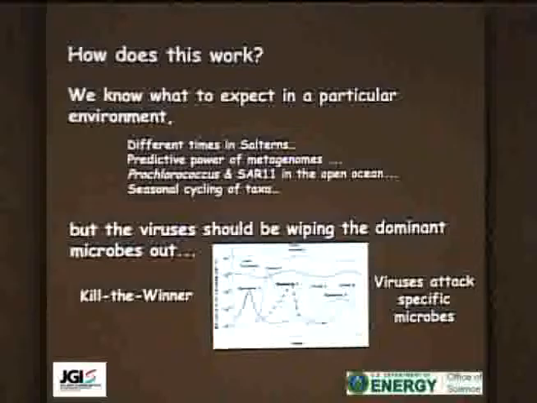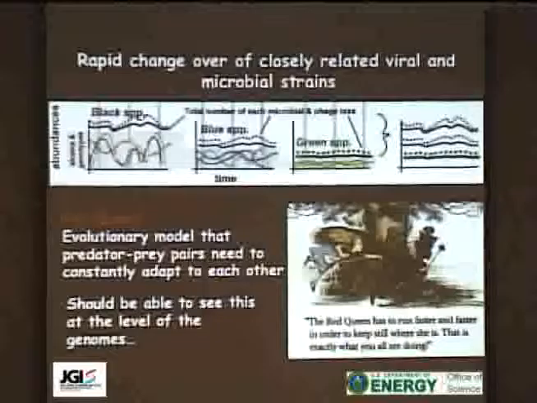Now, the problem that we run into is we expect the dominant microbes to be wiped out, which is the kill the winner behavior. So how we are dealing with this is we're saying that we actually have all these different populations of the same types of viruses rapidly changing along in this time frame. So the black species is the same, but all the strains are changing underneath.